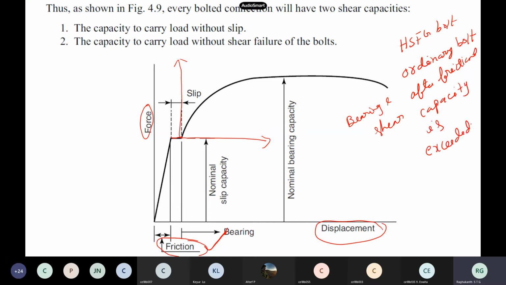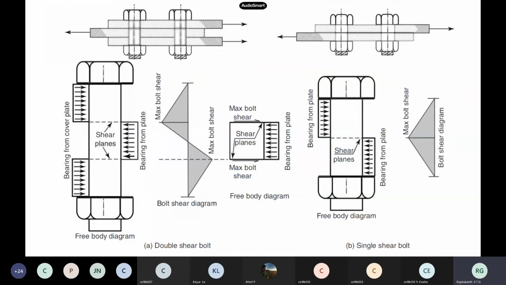So for ordinary bolts, no friction will be there, no clamping, so just shear and bearing will happen. Now how do we calculate the shear strength of a bolt, and the bearing strength of a bolt? For shear strength, this is a bolt shear. These are the planes here, and you have seen the failures also. So what is the area, which area do you have to find out? This is for double shear, and these are for single shear, where only one shear plane will be there.